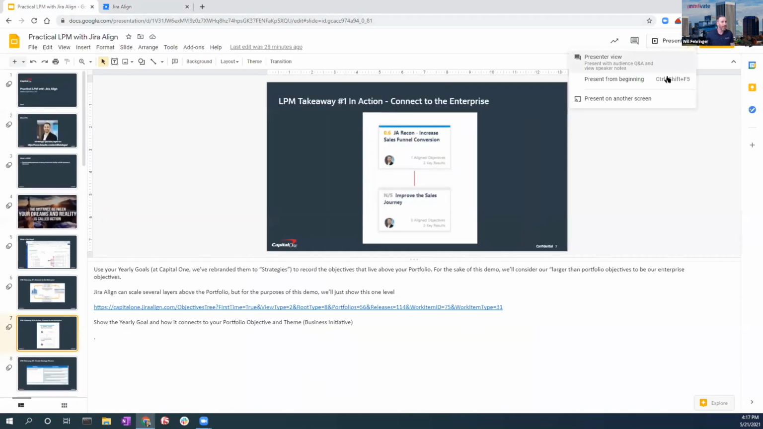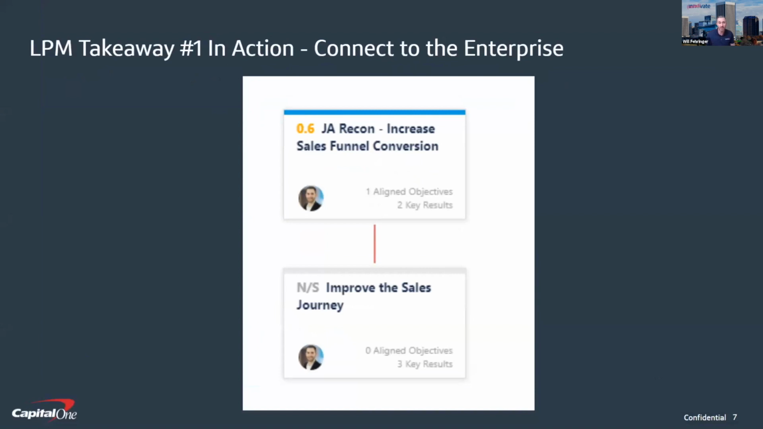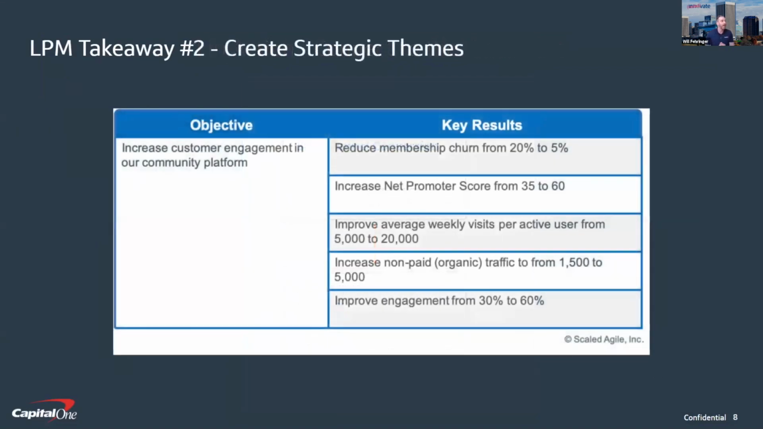All right, so let's go back to our slides here, and we're going to move on to LPM takeaway number 2. So this is going to be pretty complementary to what we just were showing with our first takeaway. But our second LPM takeaway is create strategic themes. What SAFe defines as strategic themes, they call differentiating business objectives, connecting our portfolio to the enterprise. And so this is our example that SAFe likes to give of what a strategic theme looks like.